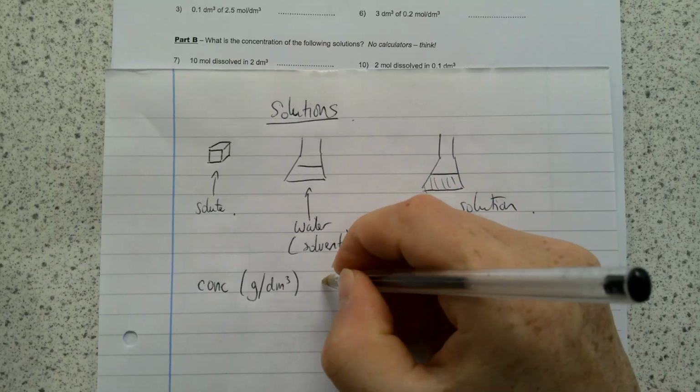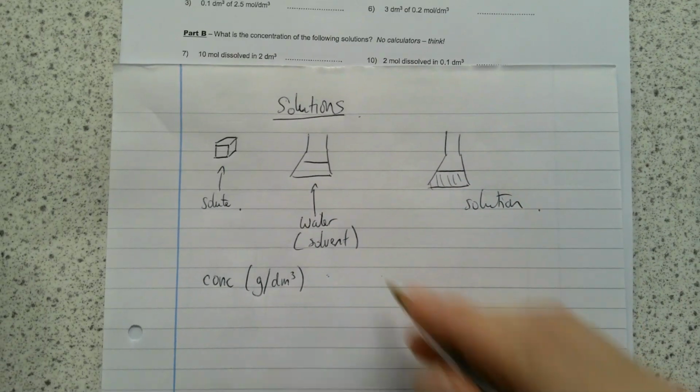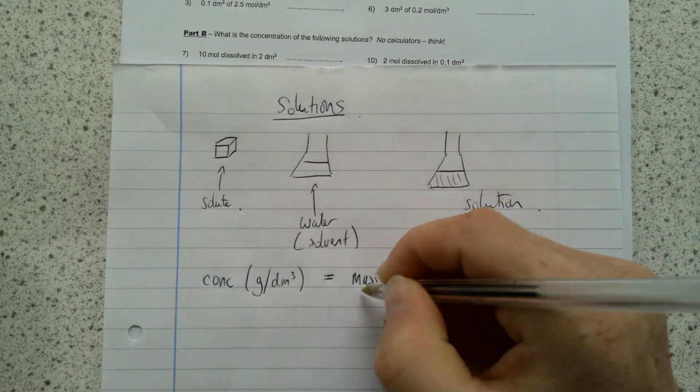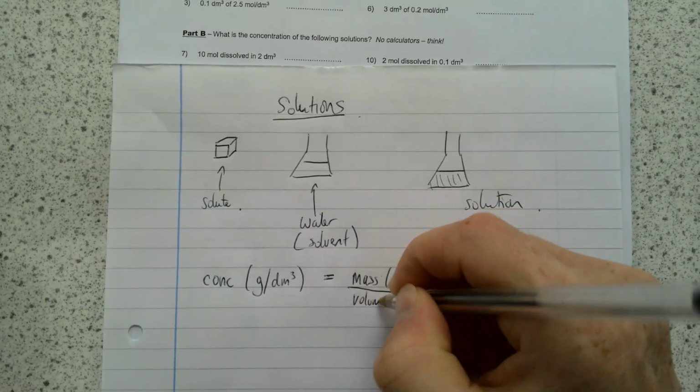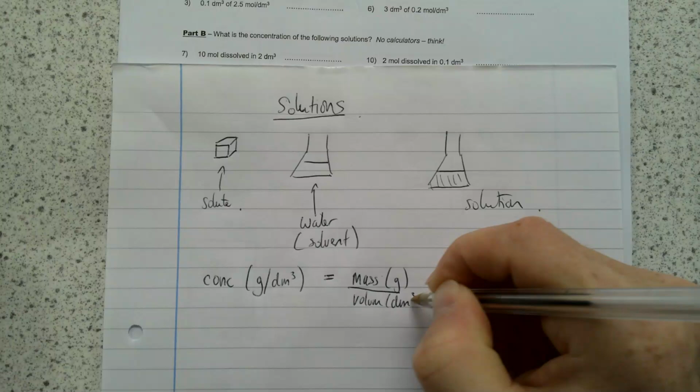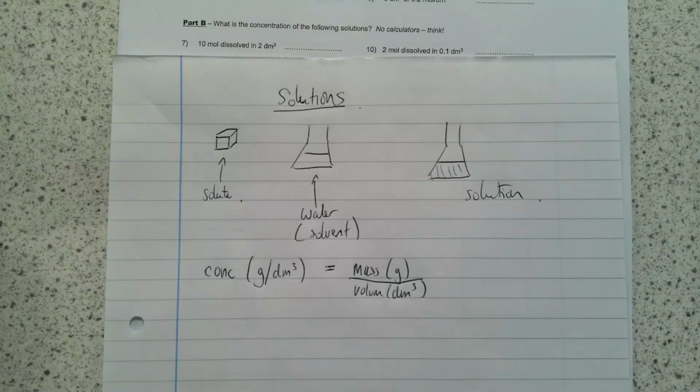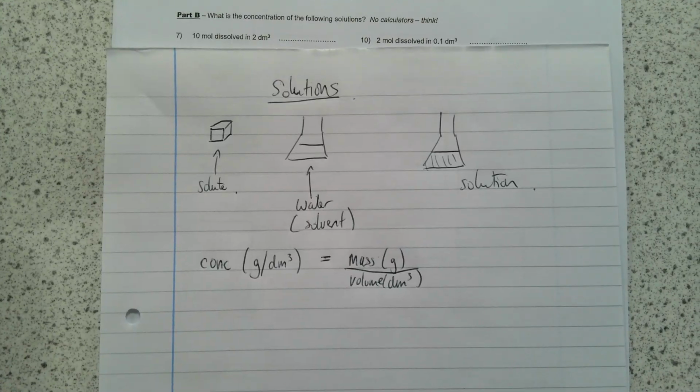So the concentration in grams per decimeter cubed is equal to the mass in grams divided by the volume in decimeters cubed, right? So that's the equation, but I think you know that intuitively, how much is dissolved in a certain volume. So the fact that the units are grams per decimeter cubed, per just really means divided by. Grams divided by decimeters cubed. That's all you've got to remember. So miles per hour, miles divided by hours, right?